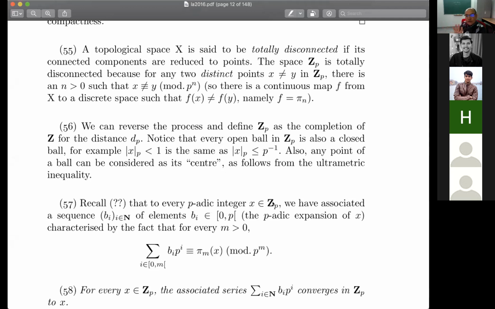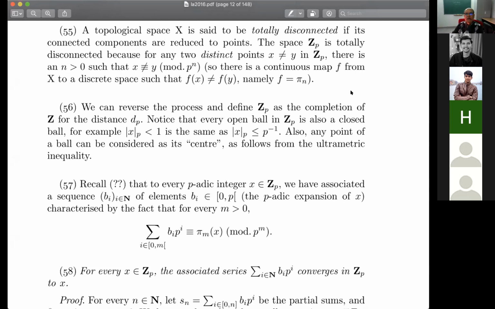The reason is that I can find a continuous map from Zp to some discrete space, which takes the first point to 0 and the second point to 1, let's say, or which takes these 2 points to 2 different points in the image. And that is true in Zp because if x is different from y, then there's some power of p modulo which they are different. And the map from Zp to Z modulo p to the n is of course continuous, and the images of x and y are different. Z modulo p to the n is a discrete space in which x and y have distinct images, and therefore they cannot be in a connected set, right? Because the continuous image of a connected space is connected.